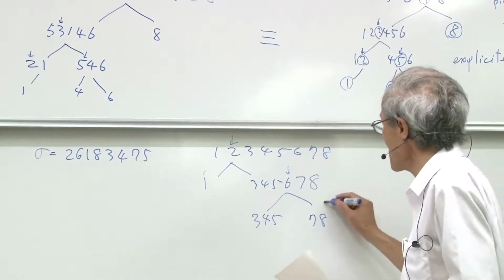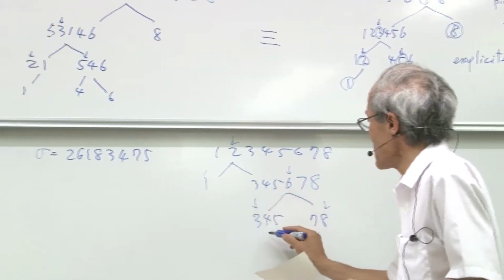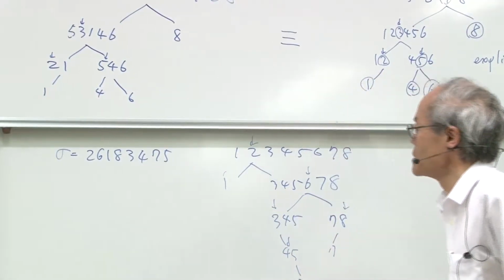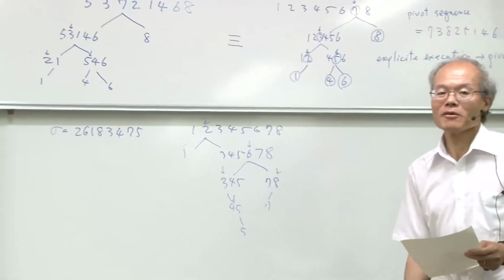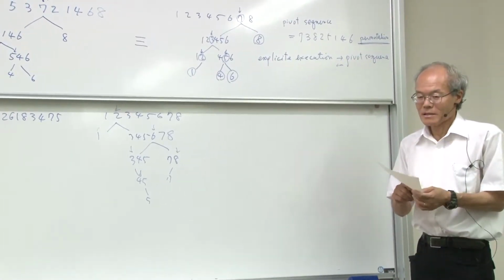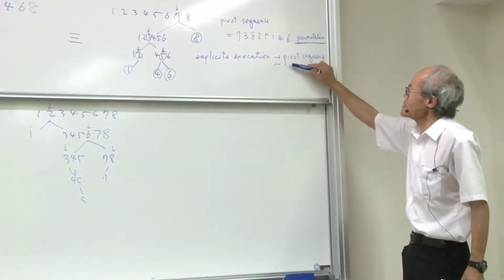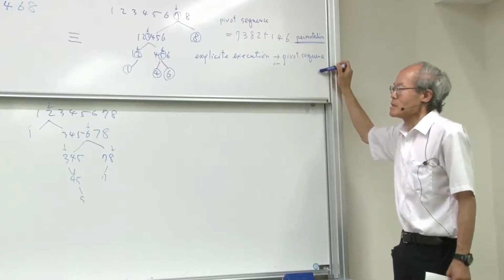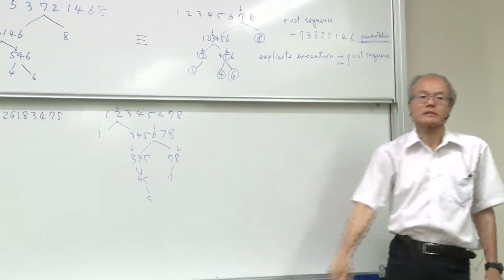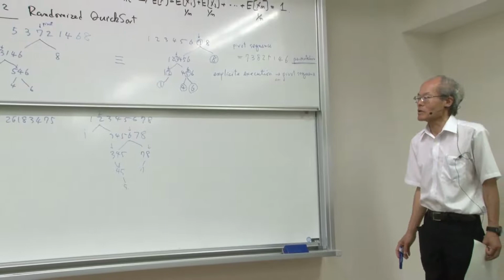And the next 8. Then this is a 7. Now 3. Then 4, 5. Okay? So this is the execution sequence of Quicksort. That means if we are given a pivot sequence, there is a kind of one-to-one correspondence between the pivot sequence and the execution sequence of Quicksort.